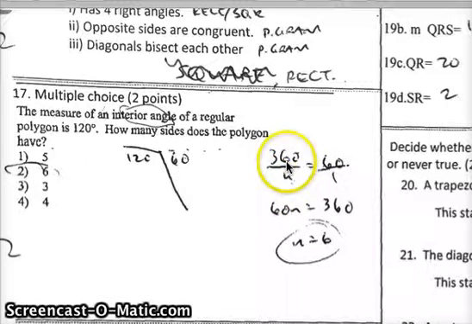The equation is 360 divided by n. It tells me that each interior angle is 120. Well, that means I know each exterior angle is 60 degrees. And then I just have to solve for n. I can just cross multiply, and you'll get n is equal to 6.